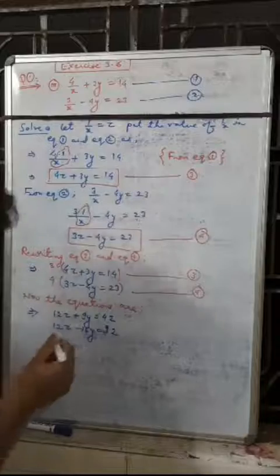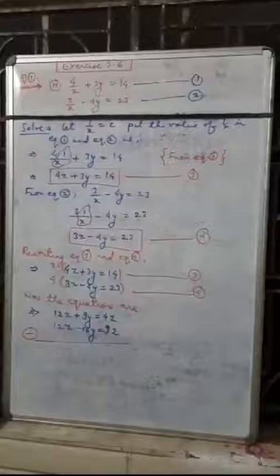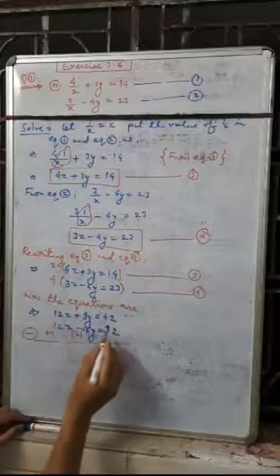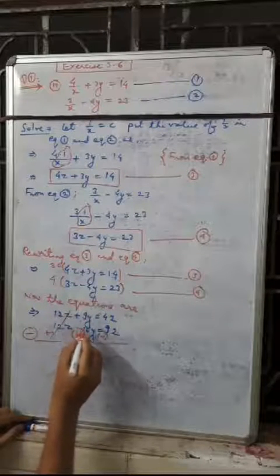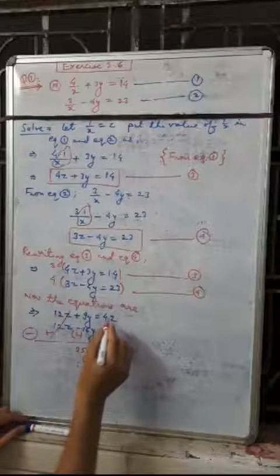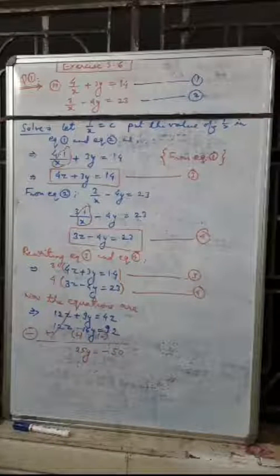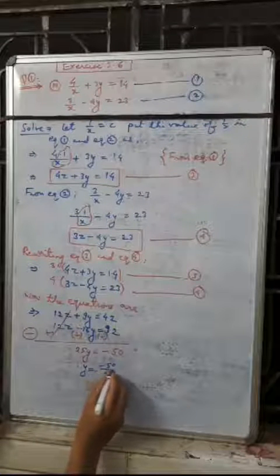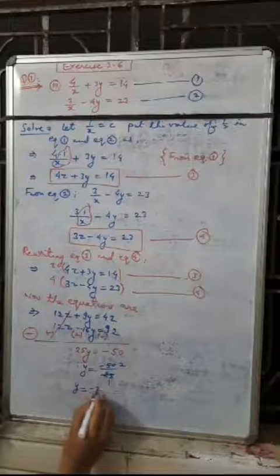Now start elimination. For elimination we have to subtract the two equations. So plus becomes minus, minus becomes plus, and this plus again becomes minus. So 12z minus 12z is cancelled, and 9y plus 16y is equal to 25y, and 42 minus 92 is equal to minus 50 remains here. So we find the value of y. Minus 50 by 25, so y is equal to minus 2.